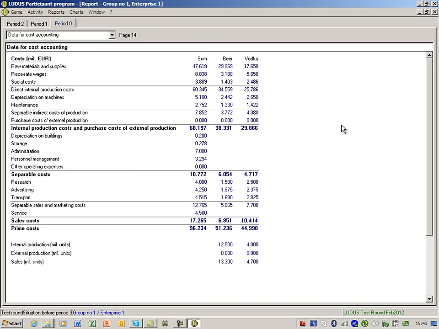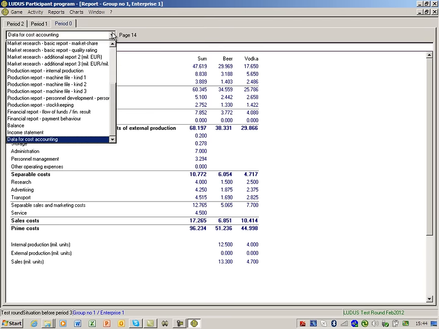The last document, which is part of the reporting, is dedicated to cost accounting. There you see, for example, for beer, for vodka, how special costs which are important for the production process and for selling, how they are placed on the two products, so you get ideas if it's important to change, for example, the marketing mix according to different products, or how the social costs or other things are influencing or observed by the two products.